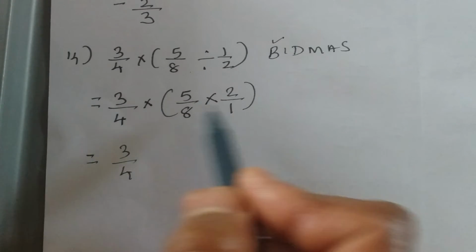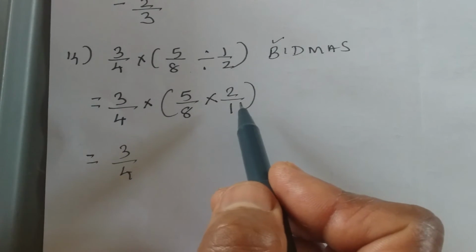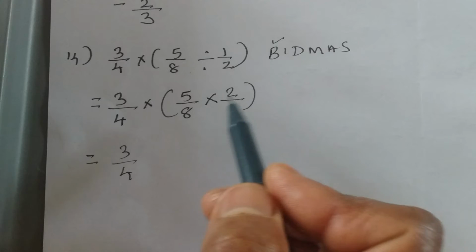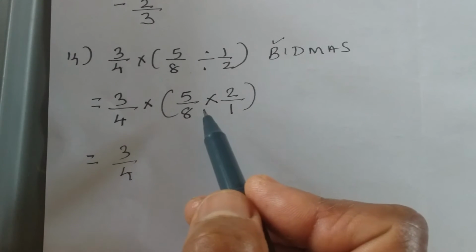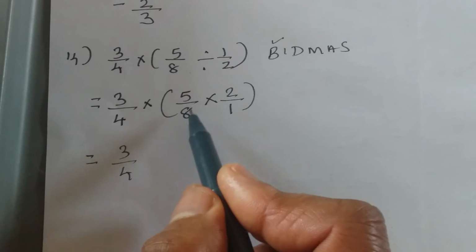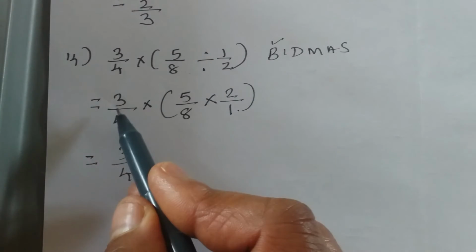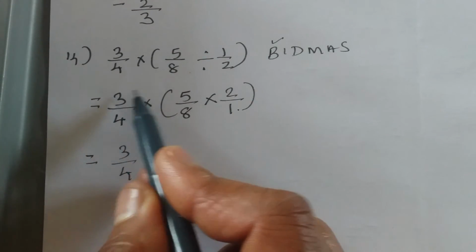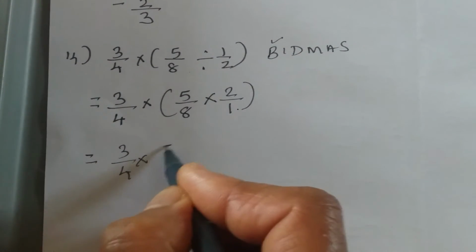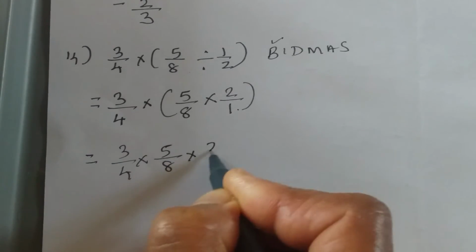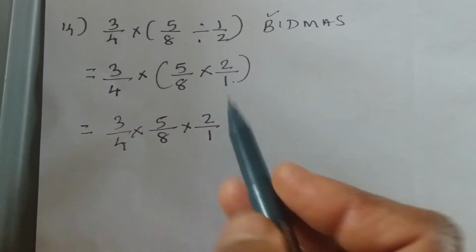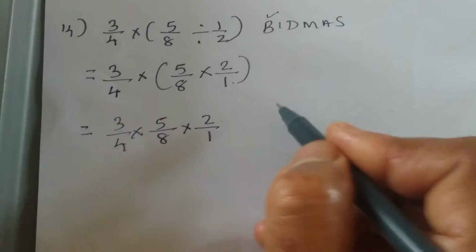In addition and multiplication, however you change the order of two numbers or three numbers or any number of numbers, you will get the same answer. Whether you do within the bracket and then multiply with the outside number, or you multiply all three together, you will get the same answer, because in multiplication the order of the numbers can be changed.